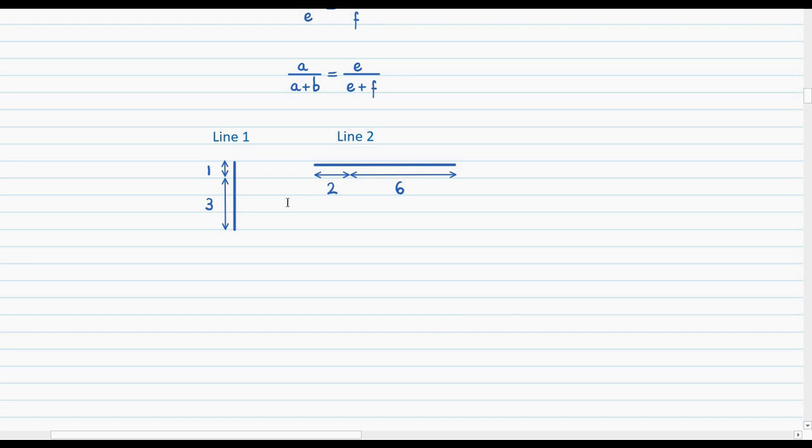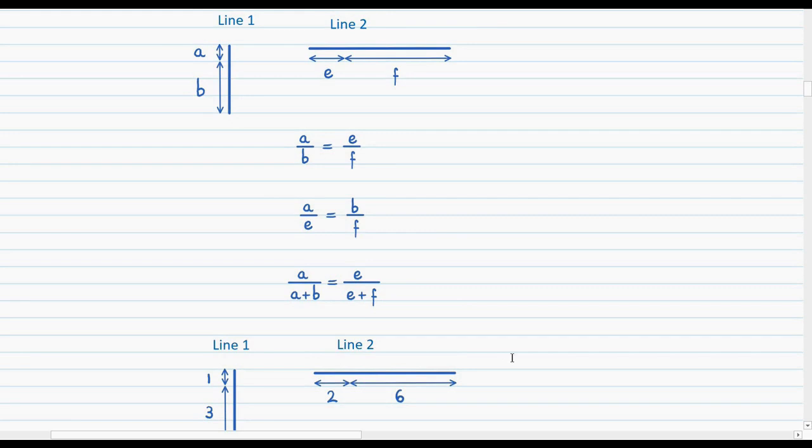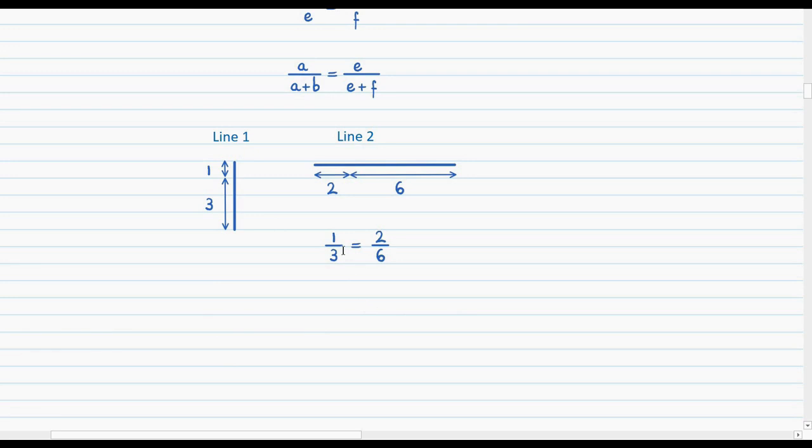There we go. So I made the shorter part a length of 1. We don't need to worry about the units. And the longer portion, length of 3 for line 1, and for line 2, shorter portion has length 2 and longer portion has length 6. So applying those exact same ratios, we would get A over B equals E over F, or in other words, 1 over 3 is equal to 2 over 6. And that means for both lines, the shorter portion is 1/3 of the longer portion, since this 2 over 6 would also simplify to 1 over 3.